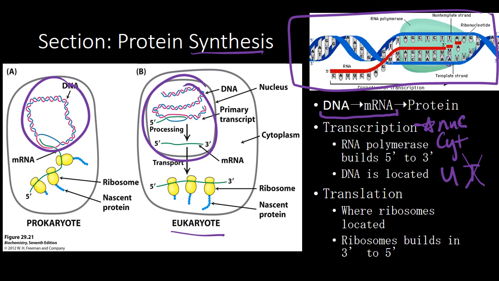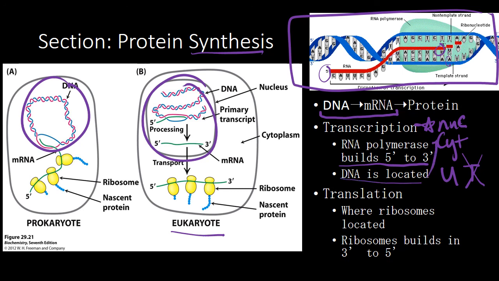What direction does it build in? It builds 5 to 3. Remember, DNA is directional. So there's a 5' end and a 3' end of DNA. Well, RNA polymerase always builds 5 to 3. So we start by reading my DNA, building 5', 3'. This process always happens wherever the DNA is located. Just keep that in mind.